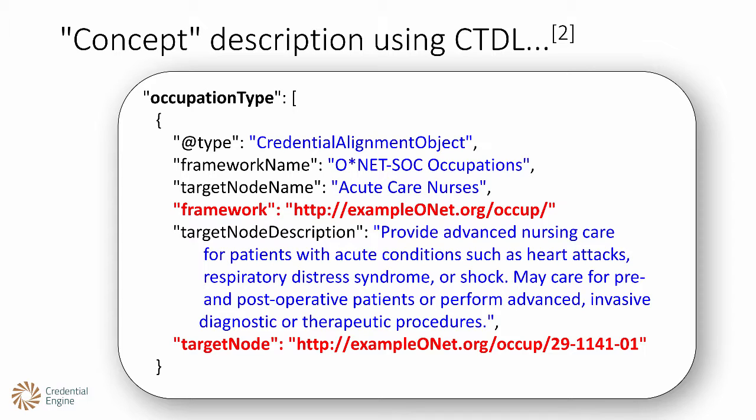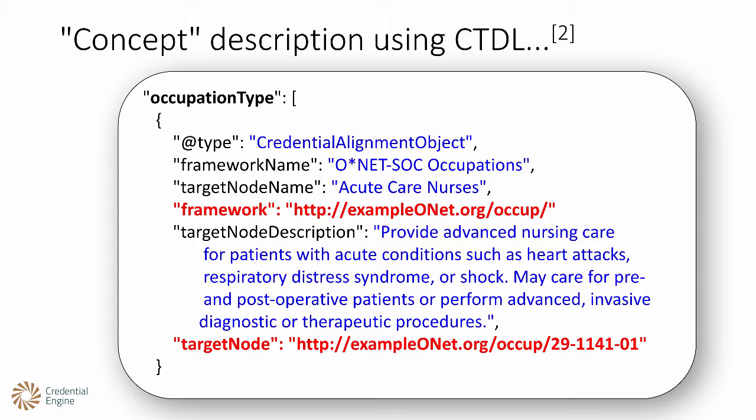It also means that these URIs for both the concept scheme and this single node within the concept scheme are open identifiers on the web that people can link to, so that people can go, oh, my credential deals with acute care nurses, and their credential can have an occupation type vocabulary, and what they include as the value is this URI. So in other words, they link to this node within acute care nurses.